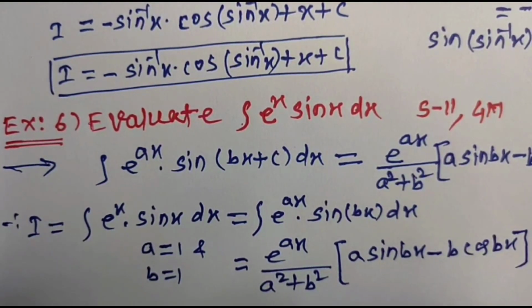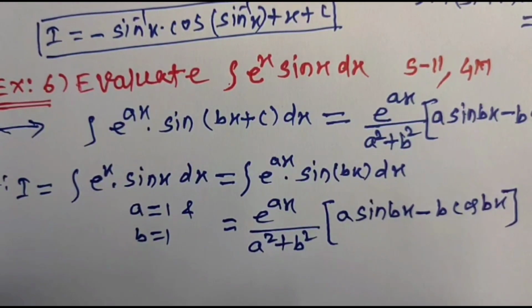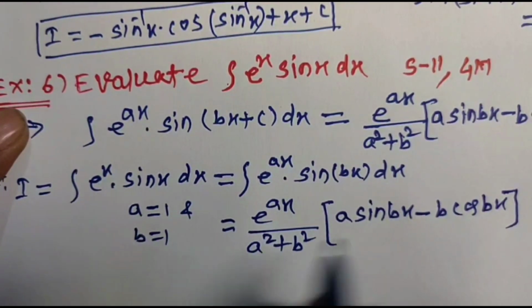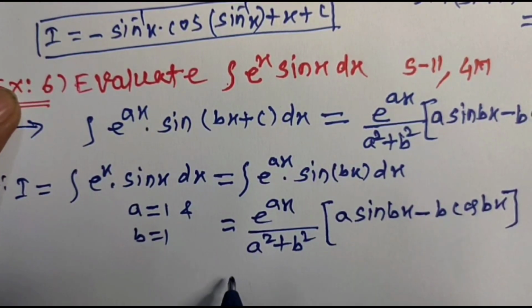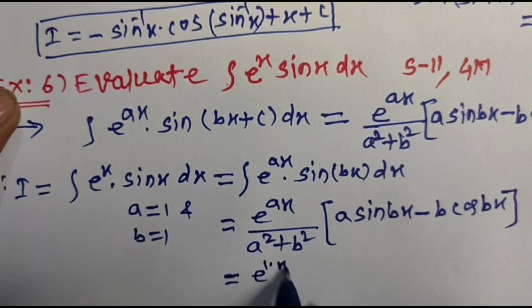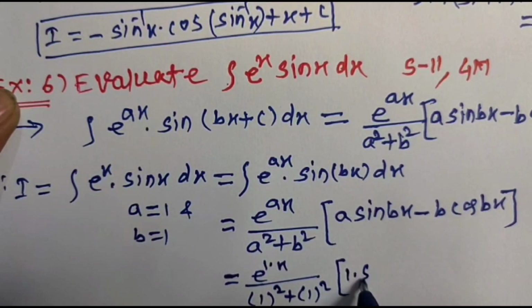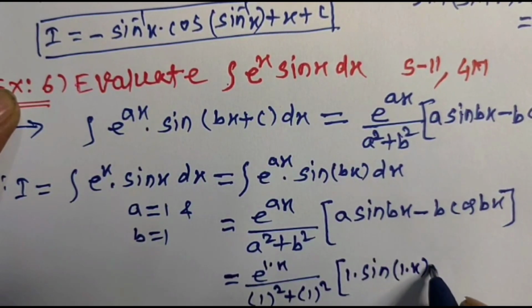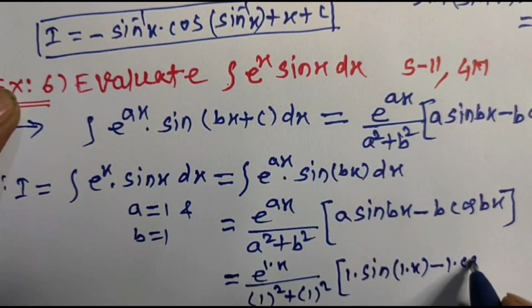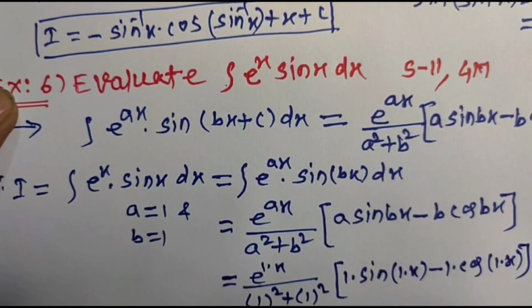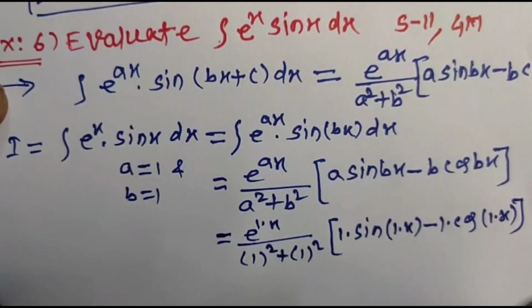Okay, we have to apply this formula. Hence, this is equal to, substituting a equal to 1 and b equal to 1 here, e to the power 1 times x divided by 1 square plus 1 square, because a and b both are 1, into sine of 1x minus 1 into cos of 1x. And now simplify this, that gives the final answer.